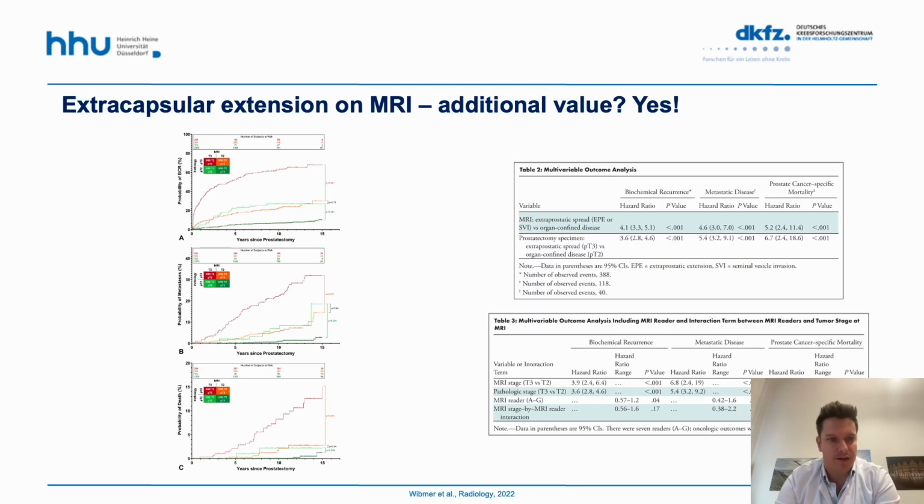Do we have additional value of extracapsular extension defined on MRI? And the answer is yes. Here are data from Andreas Wibmer of Memorial Sloan Kettering Cancer Center, published last year in Radiology. They could show that extracapsular extension or T3 stage disease derived from MRI adds significantly towards biochemical recurrence prediction and metastatic disease prediction on multivariable outcome analysis. And when you see the hazard ratios over here, the hazard ratio is a little bit higher than the pathology stage. There is some additional value of the MRI T3 disease definition.